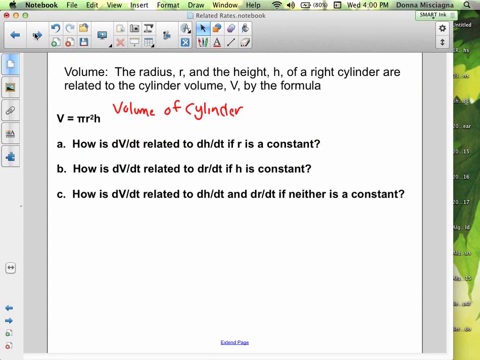And so we're going to look at 3 scenarios here. How is dV/dt related to dh/dt if r is a constant? So we're going to hold the radius constant, and I'll do my best to draw my picture and communicate the idea of my picture. Then we're going to look at how dV/dt is related to dr/dt if h is constant. So in the first scenario, the volume will change when the height changes, but the radius is not going to change. Then we're going to look at the changes to the volume if the radius is changing and the height is held constant. And then we're going to look at the changes to the volume if neither one of them is constant. Both things change.